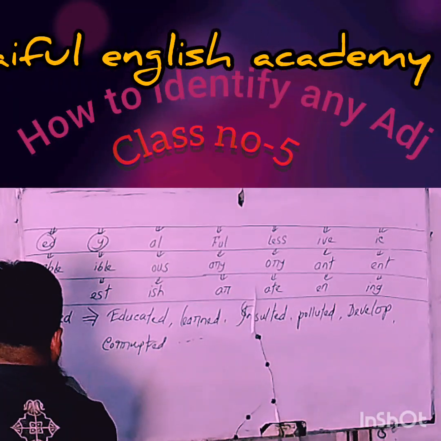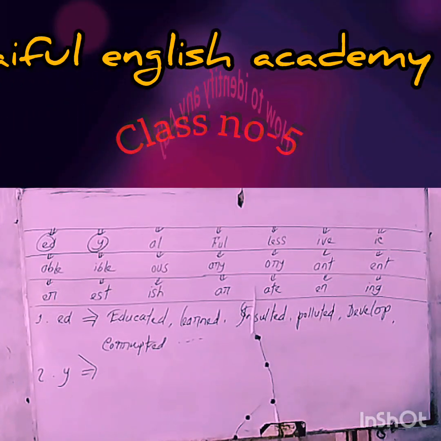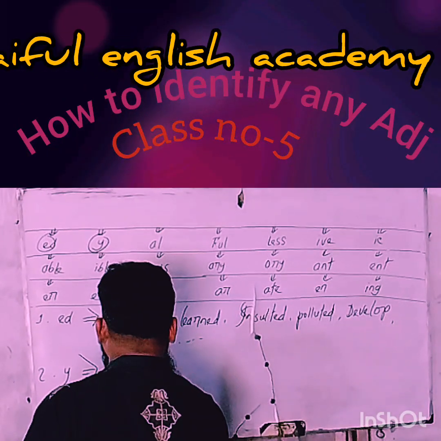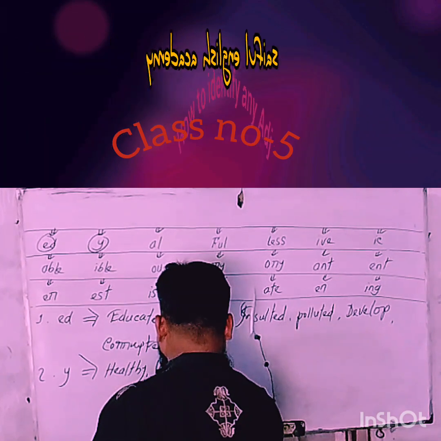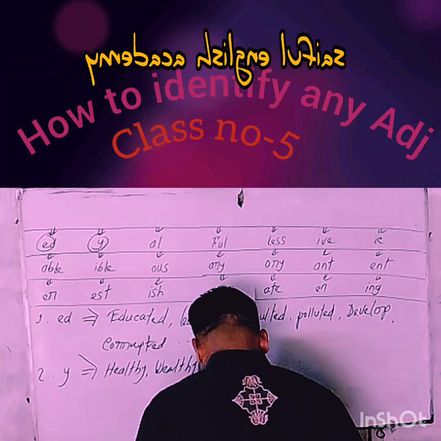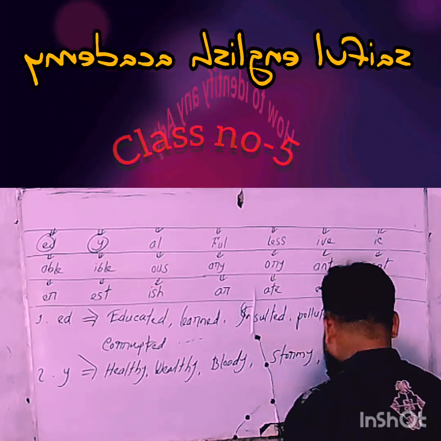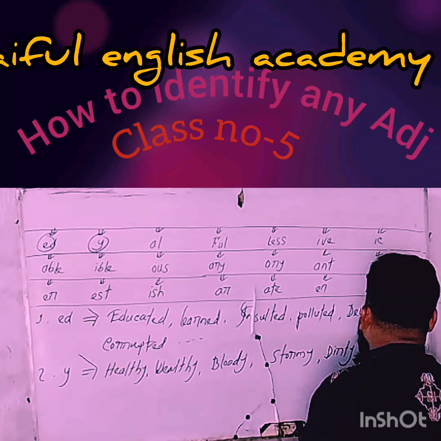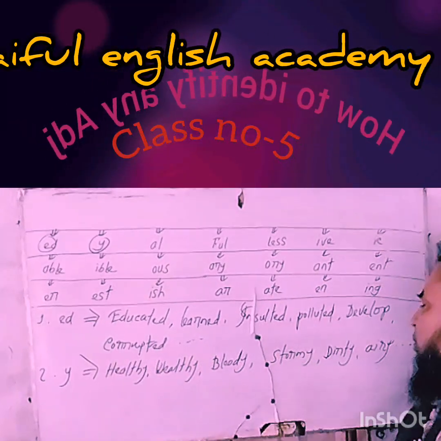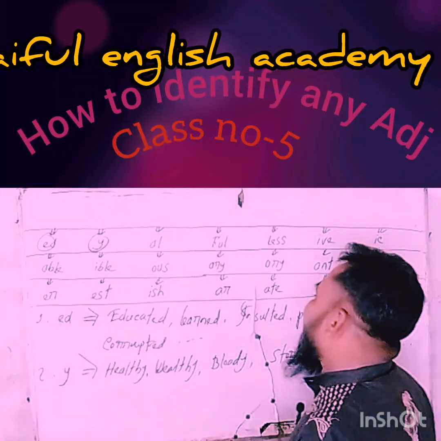Next, think about the next suffix, y. If we want to exemplify this kind of suffix, we may write healthy, a familiar word, oily, bloody, stormy, dirty, etc. If you notice the suffix y at the end of a word, such words are adjectives.